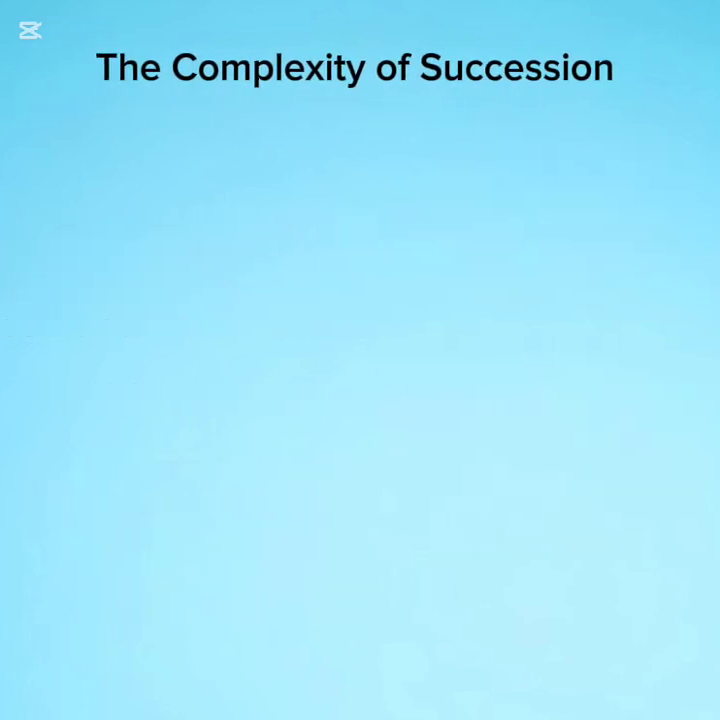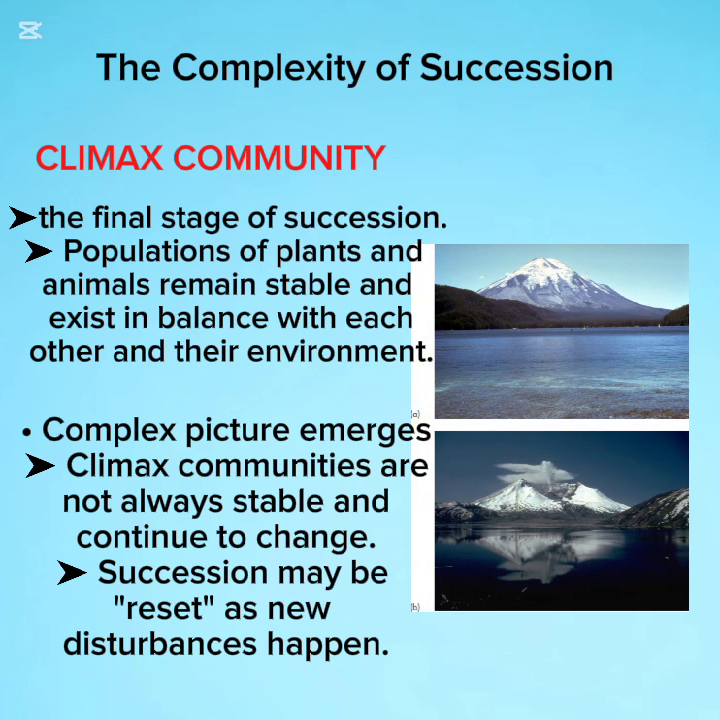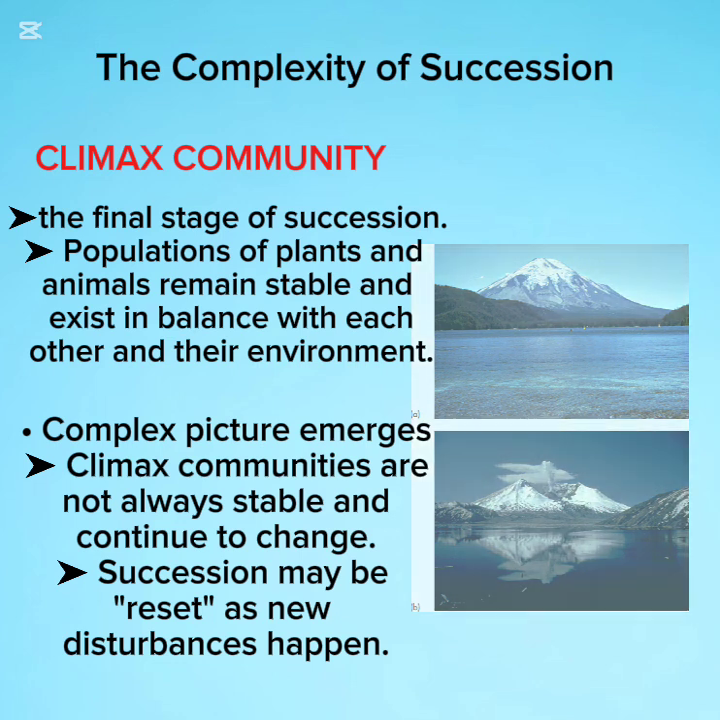The complexity of succession. Climax community. The final stage of succession. Populations of plants and animals remain stable and exist in balance with each other and their environment. What is climax succession? It is a concept in ecology that describes the final stage of ecological succession, where a stable and mature ecosystem reaches a point of balance with the environment. This stage is characterized by a diverse community of plants and animals, which remains relatively unchangeable until a significant environmental disruption occurs.